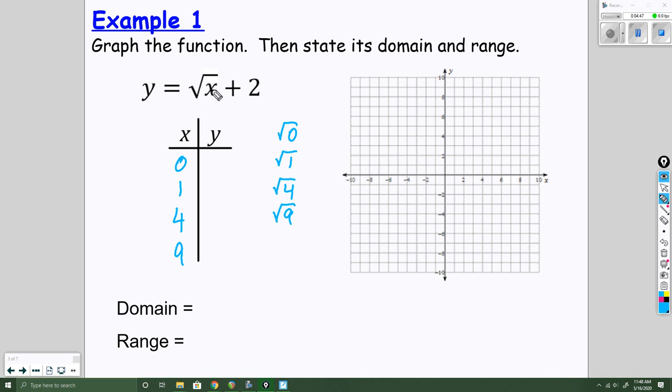So if we plug 0 in, we'll get the square root of 0 plus 2, which is just going to be 2. The square root of 1 is 1, so if we plug 1 in, we'll have 1 plus 2, which is 3. The square root of 4 is 2, so then we have 2 plus 2, which is 4, and then the square root of 9 is 3, so we have 3 plus 2, and we get 5. Now we're going to graph this: (0, 2), (1, 3), (4, 4), and (9, 5).